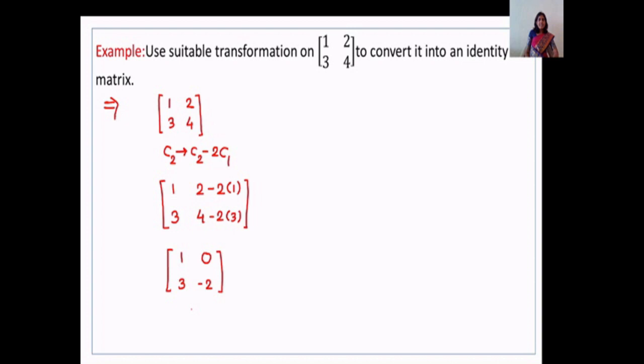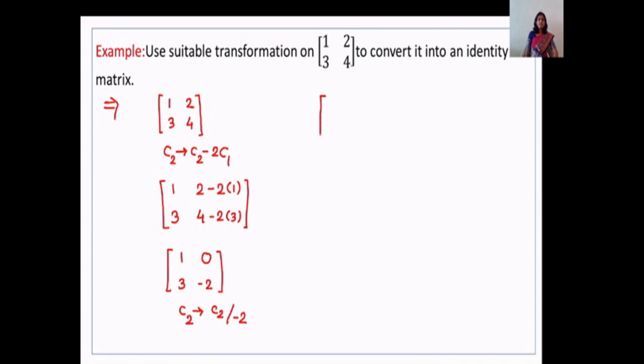Then the next transformation: now we make this minus 2 into 1, which is in C2. So our transformation is C2 gives C2 divided by minus 2. We have to make C2 divided by minus 2. What will we get?